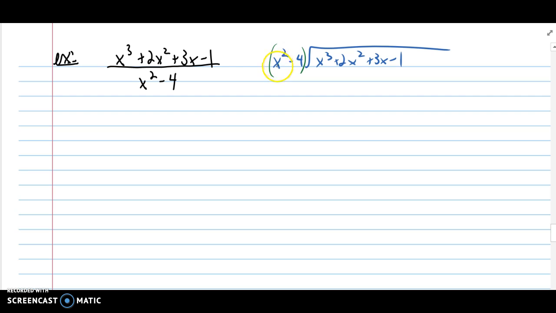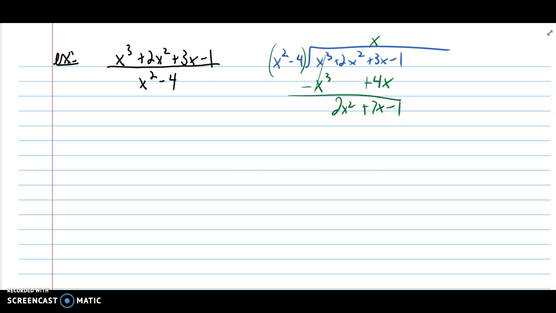What do we have to multiply x squared to get x cubed? We'd have to multiply it by x. x times x squared is x cubed. x times negative 4 is negative 4x. We're subtracting, so we're changing those signs. We get 2x squared plus 7x minus 1.